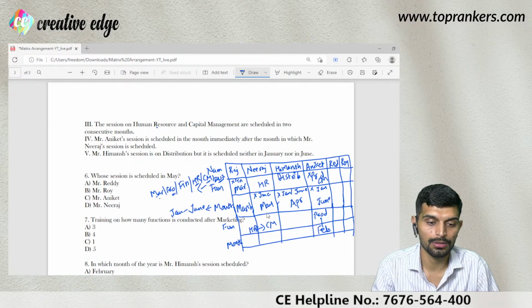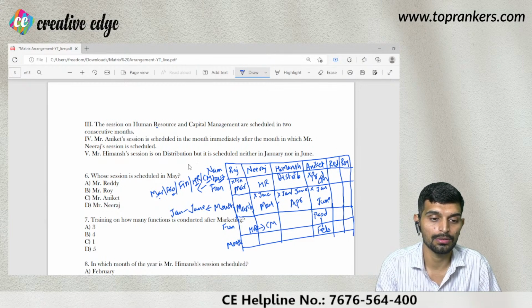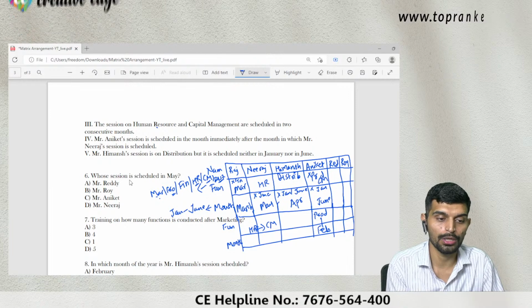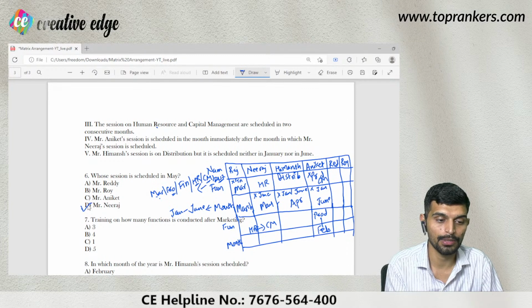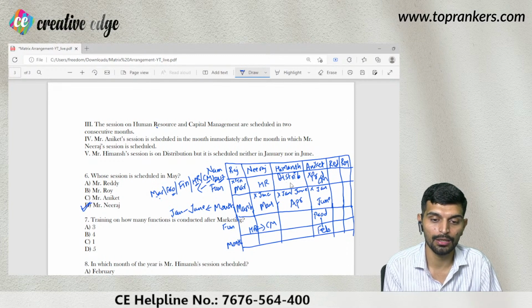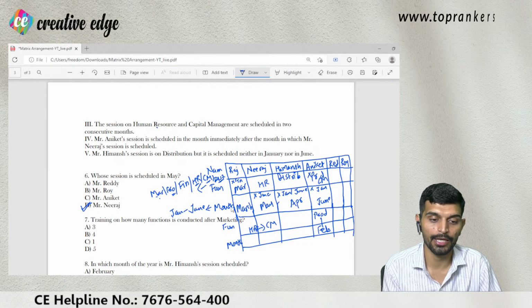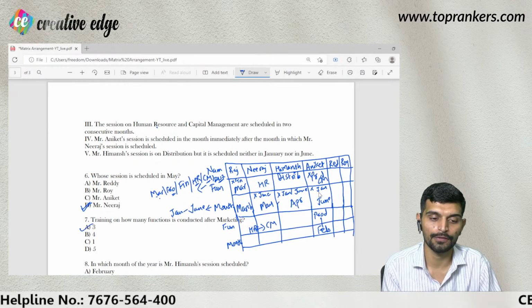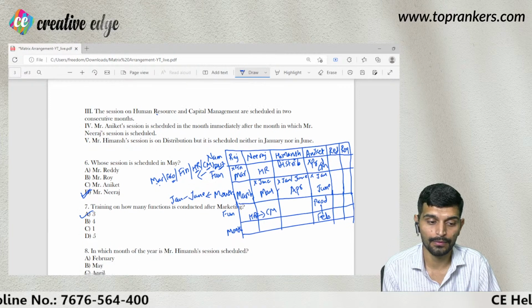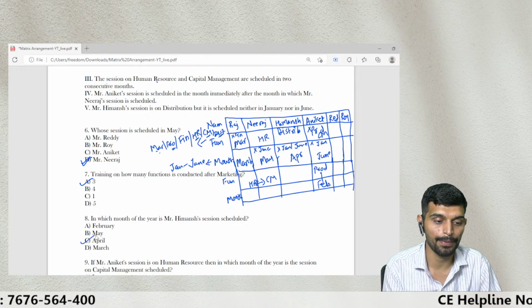So let's have clarity about Reddy and Roy once, right? So whose session is scheduled in month of May? It has to be Neeraj in the month of May taking HR. How many functions are conducted after marketing? So marketing is third, so fourth, fifth, sixth. So there are three after marketing, right? In which month of the year is Himanshu's session scheduled? So it is in April.